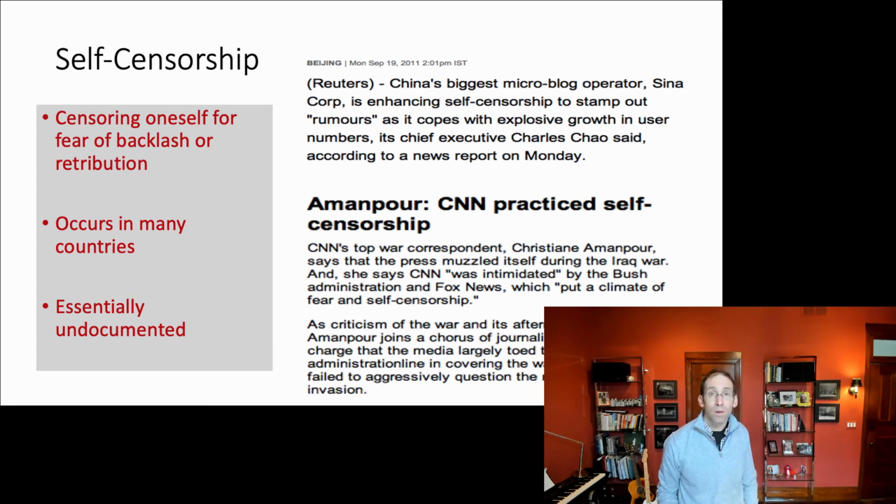But this happens essentially all over the world, and one of the things that makes it very difficult to track is that it's essentially undocumented. It's very difficult to document the case of something not happening or someone not saying or not trying to communicate, whereas blocking is, of course, observable, as is takedown. And so self-censorship is a particularly difficult behavior to monitor or understand, particularly on a global scale.